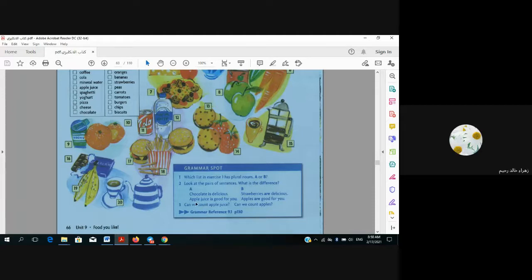Here we have apple juice. يعني عصير التفاح. It's countable or uncountable? Uncountable. Chocolate is countable or uncountable? Uncountable. يعتبر غير معدود. تمام؟ الغير المعدود نستخدم له is. والمعدود نخلي له are. مثلا apples جمع، strawberries، بما انه جمع نخلي لهم are.